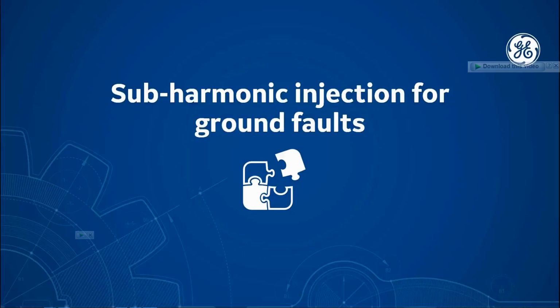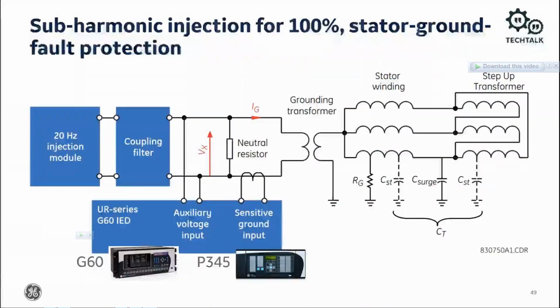The G60 and the higher-end P34X generator relays can use sub-harmonic injection to provide 100% stator ground fault protection. It works like this. Place a 20 Hz voltage source across the neutral grounding resistor via a coupling filter. Why a 20 Hz signal? Because it minimizes the effects of circuit capacitances shown here.